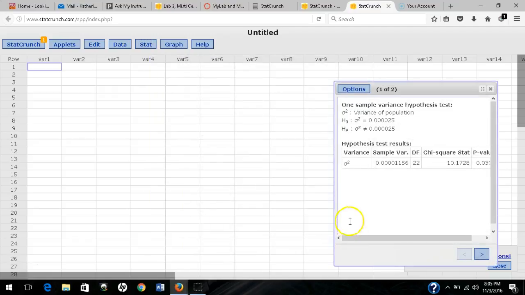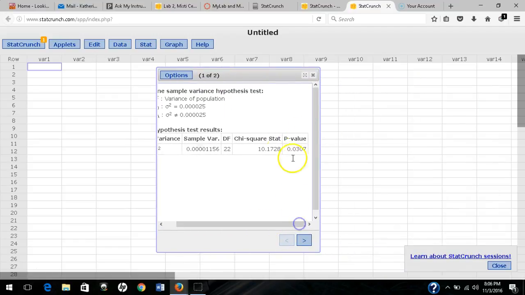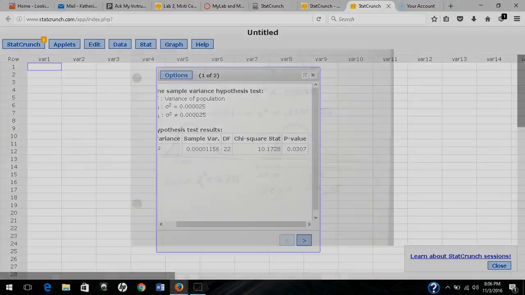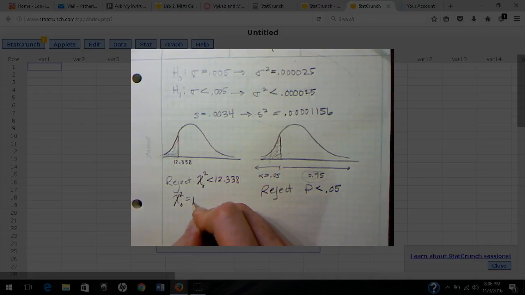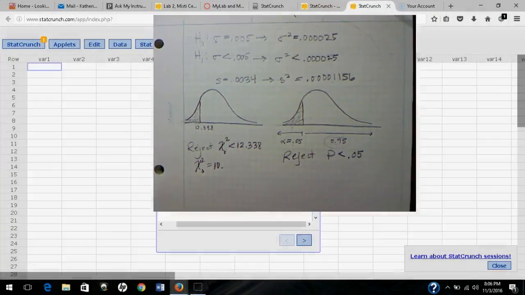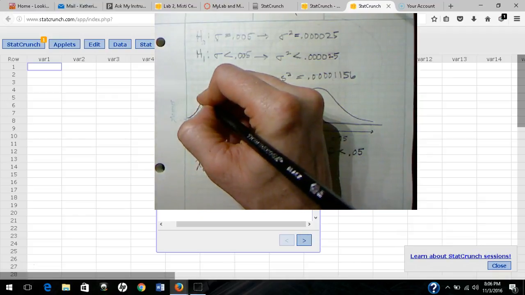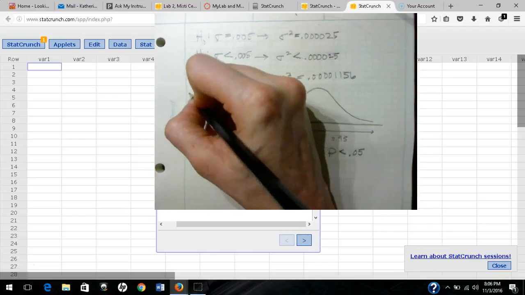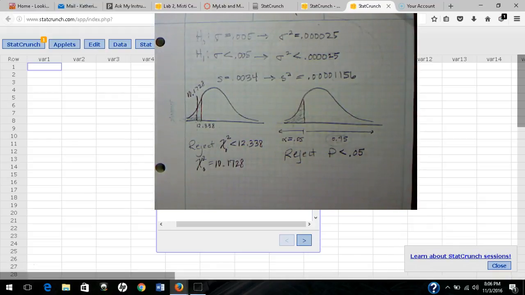So let's compute that. And let's see what we get here. So what we get is chi-square test statistic 10.1728. So you notice that our chi-square test statistic, chi-square naught, equals 10.1728. That would be right around there, not to scale, but you get the point, 10.1728. That's in the rejection region.